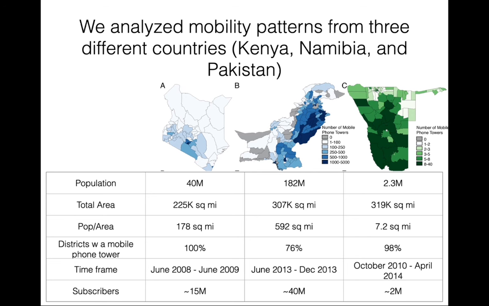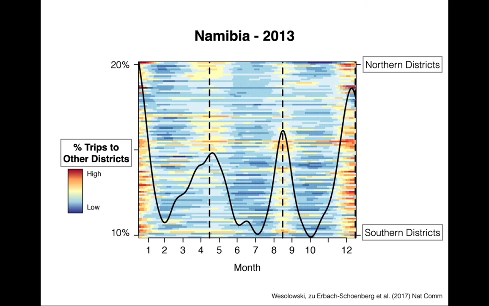We processed each data set in a similar manner to then estimate travel patterns over time. Here are the data just from Namibia. Each row in this plot is a district, with northern districts on the top and southern districts on the bottom, where each color represents the percentage of trips to other districts occurring that day. These data just show the trips measured from January to December in 2013.